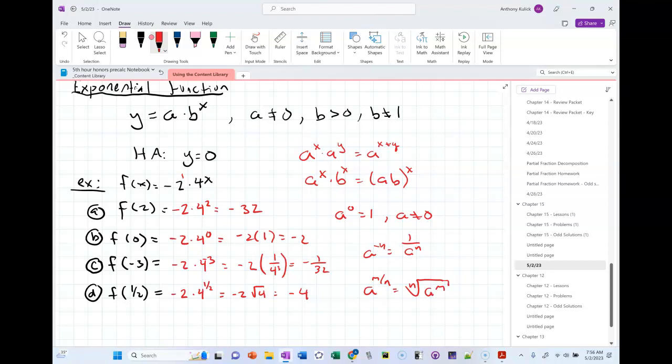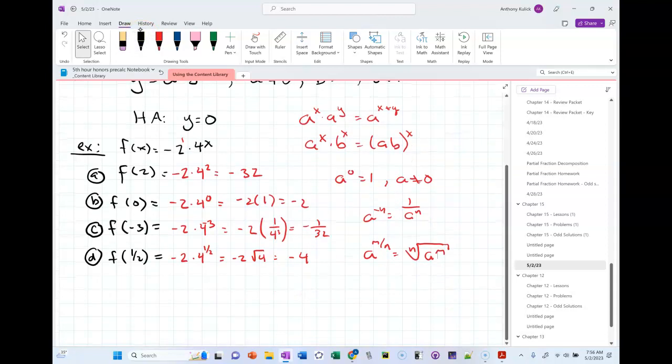So remember, a to the m over n is just going to be the nth root of a to the m. Just trying to remind us of some of these exponent rules from last year that, if it's been a little while, can drift on us a little bit.